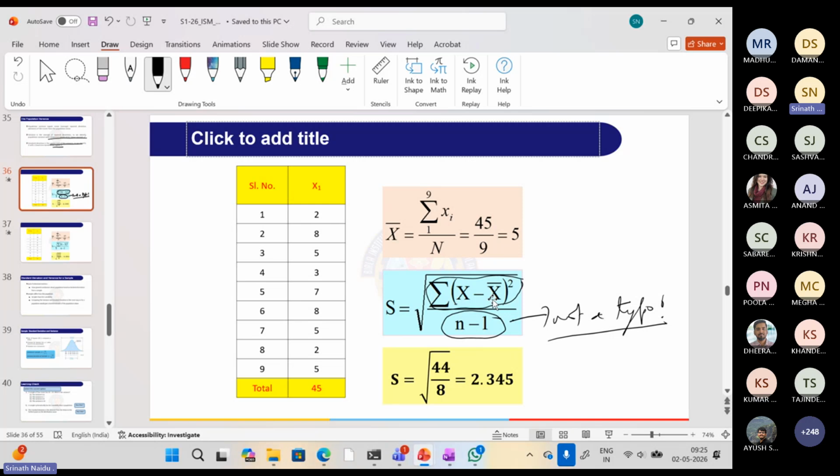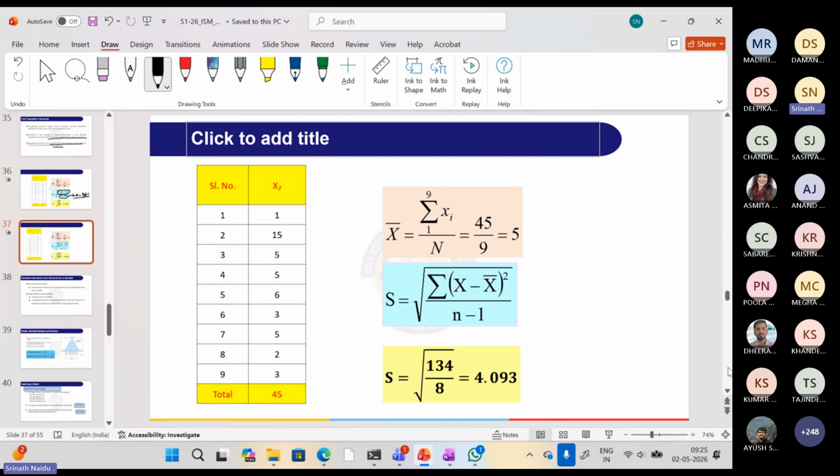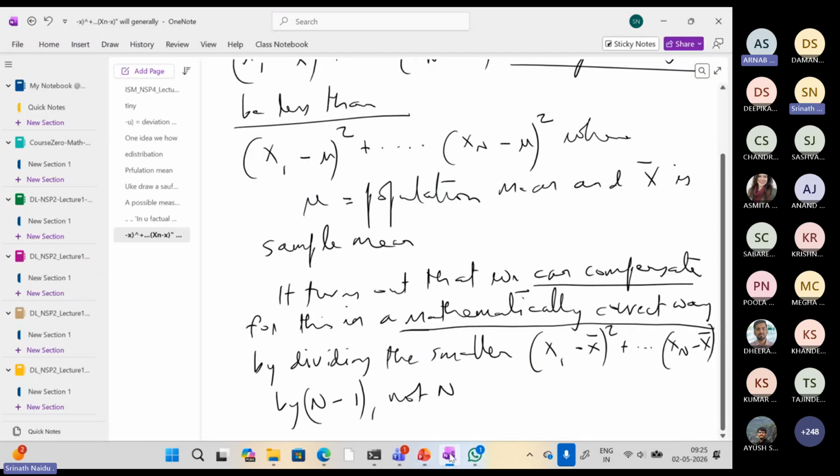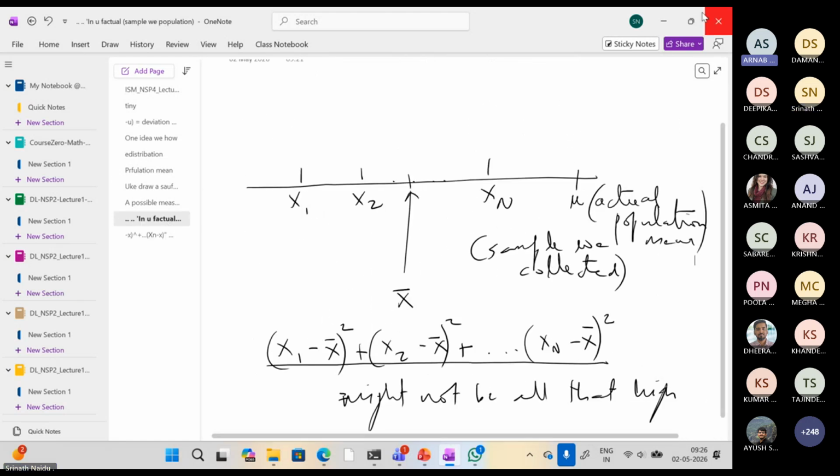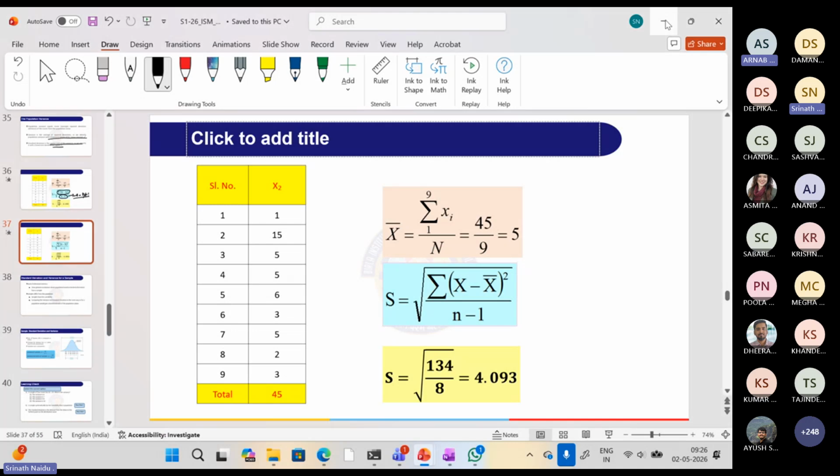Okay, and this is my standard deviation. Sir, I have a question. Go ahead. Sir, the explanation you gave fits well for a large population. But in the previous slide, it was only 10 observations or 10 data points. So is that necessary?